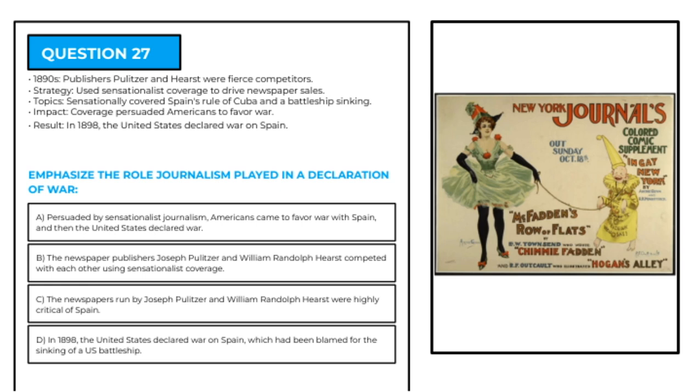Their stories painted Spain as a villain, which influenced many Americans to see war as necessary. This aggressive journalism played a crucial role in turning public sentiment in favor of war, ultimately leading the United States to declare war on Spain in 1898. So this slide highlights how journalism, especially sensationalist reporting, can shape national decisions and actions, connecting directly to the broader theme of media influence on history.